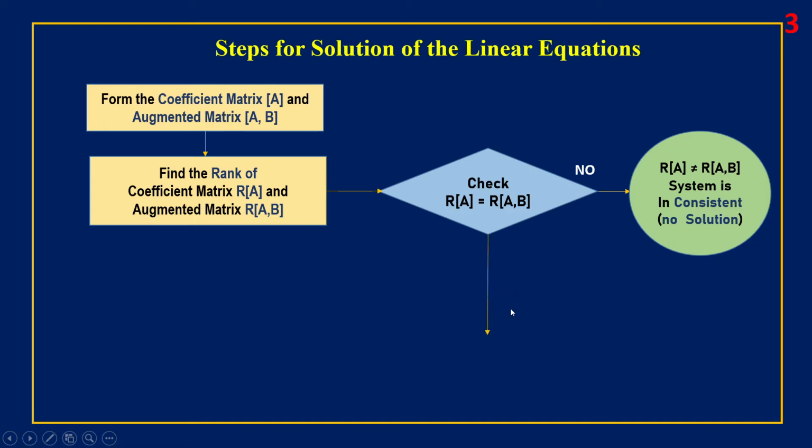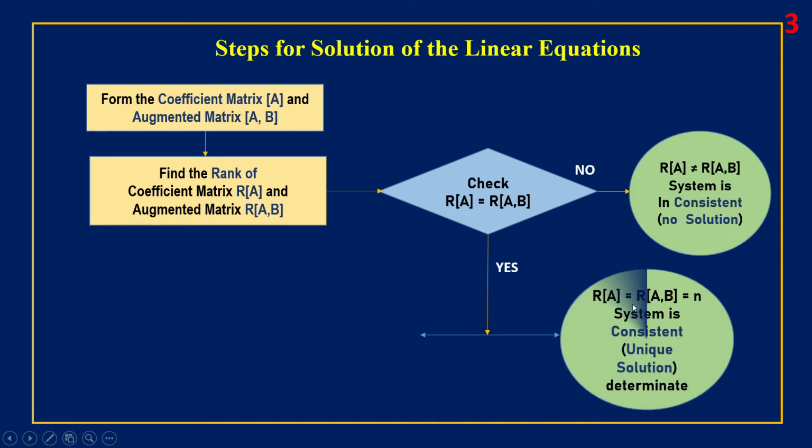And in the other case, if the rank of A is equal to the rank of AB, if the rank of the coefficient matrix is equal to the rank of the augmented matrix, there are two further cases. The first case is if rank of A equals rank of AB equals n, because if the given linear equations are of nth order, R of A should be equal to n, and R of AB should be equal to n. Take for example a third order matrix: if three equations are given, a third order matrix can be formed.